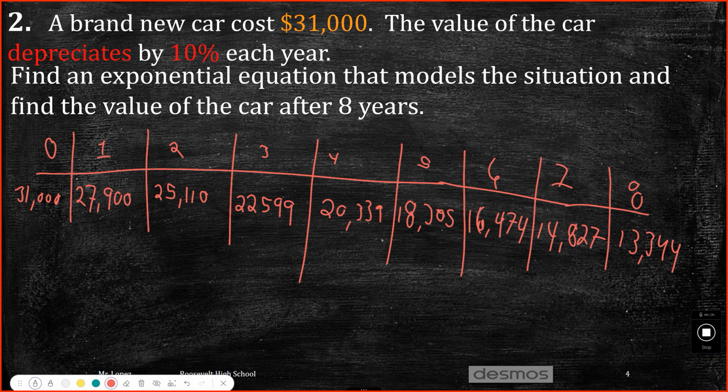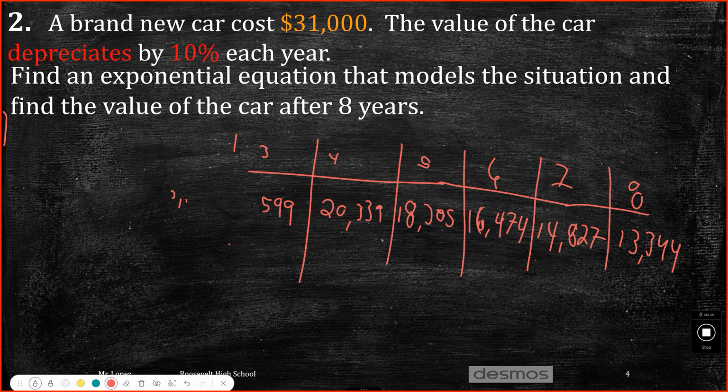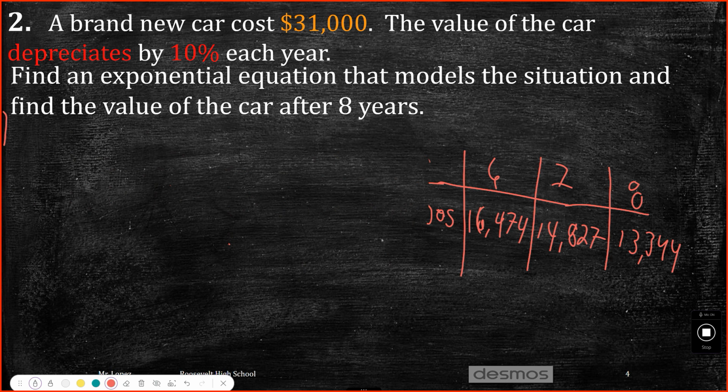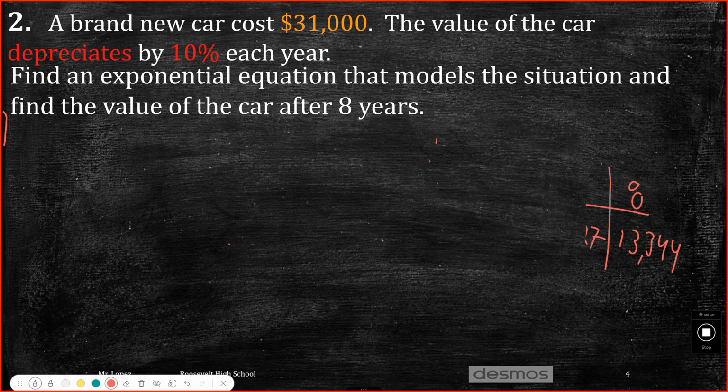Doing it where you take 10% every year and then take it away makes so much sense, and it's a dumb way to do it, but it's easy to understand what's going on. But if you learn a little bit of math and not keep asking, when am I ever going to use this? Well, if you just try to learn this, it'll be so much easier to figure out that 13,344.